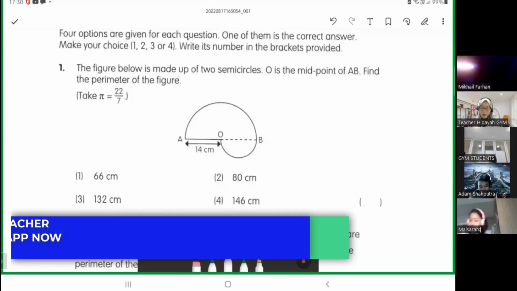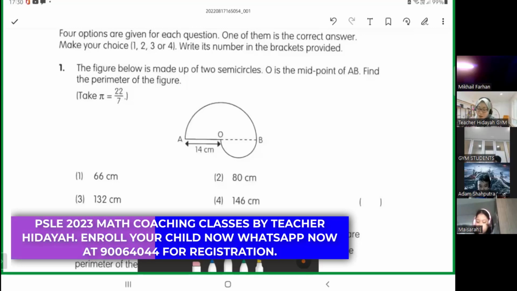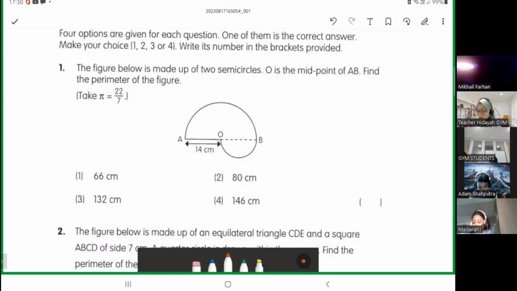Right. So the figure below is made up of two semicircles. You can see semicircle means half a circle. So you can see there are two types of semicircles here. One is a big semicircle, that is this one. Then another one is a smaller one at the bottom. Right? You can see there are two.